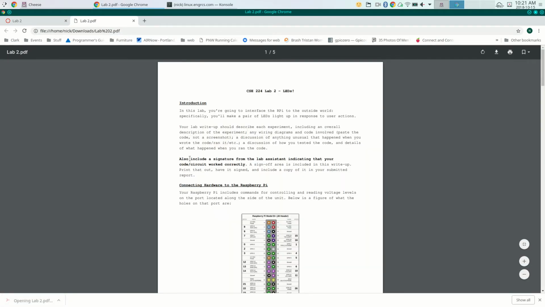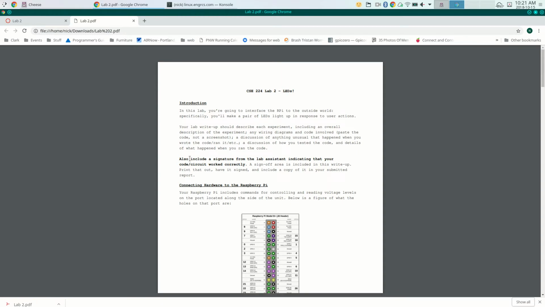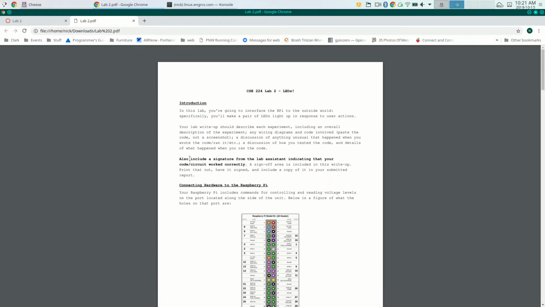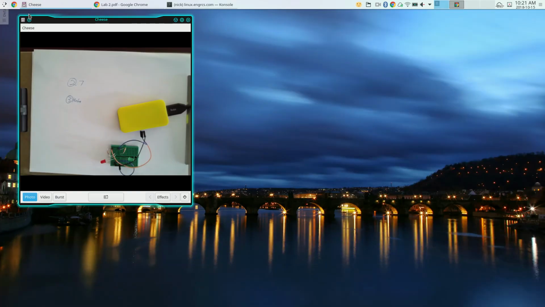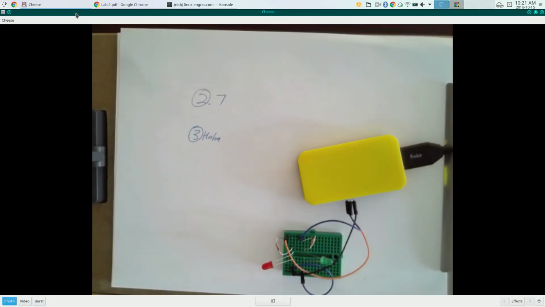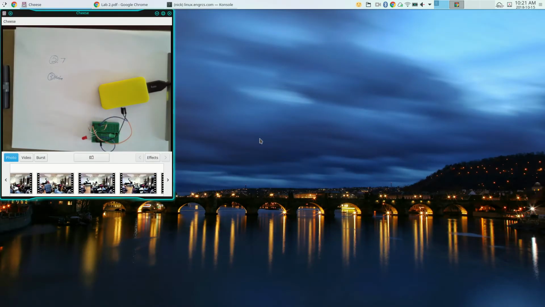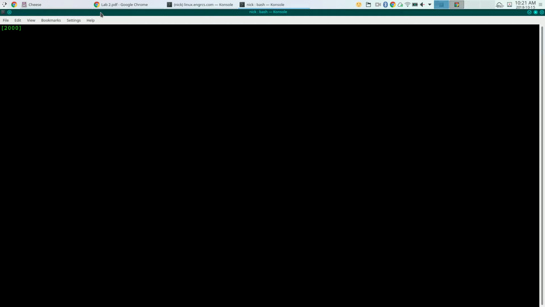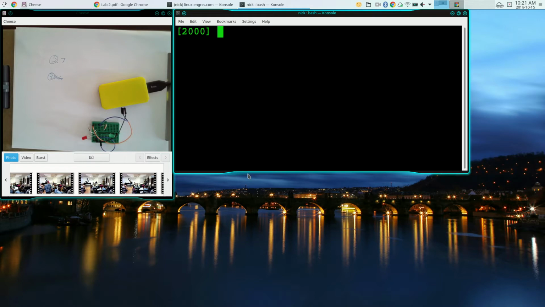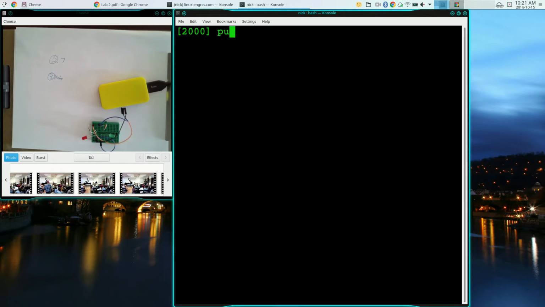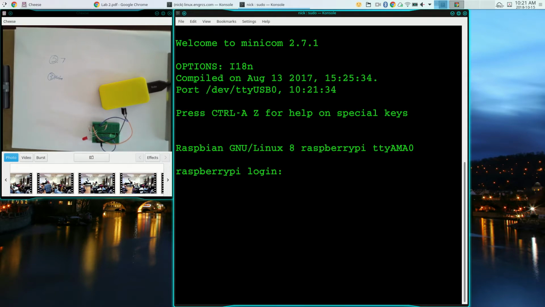All right, so let me show you lab 2, and then we'll go through the details. So let's see if I can do this. Wow, that booted fast. I guess it was already up.